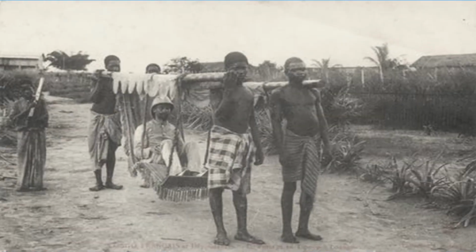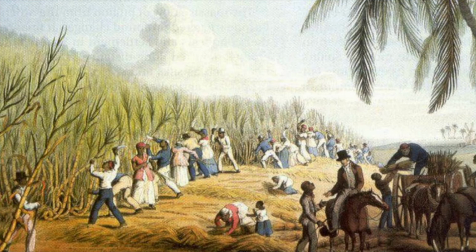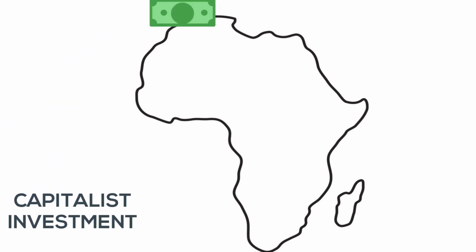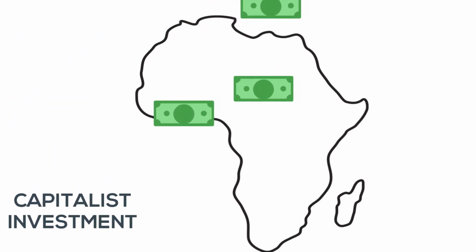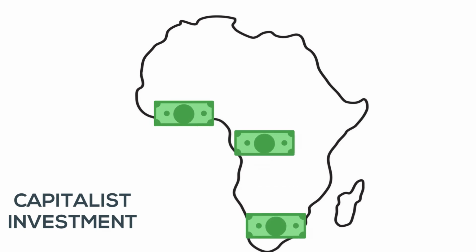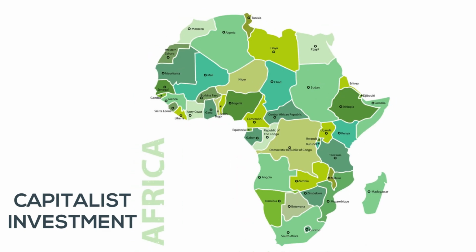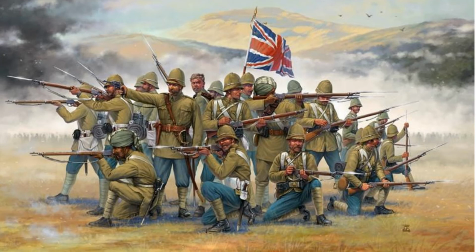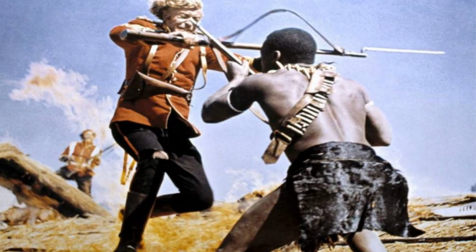Impact of Scramble and Partition of Africa. African societies were colonized by European powers. It led to the exploitation of African natural and human resources. Influx of capitalist investments, especially in Niger, Congo Basin, and South Africa. Africa was demarcated into borders, with conflicts and wars in several areas of Africa. It led to resistance among African communities against colonial domination.